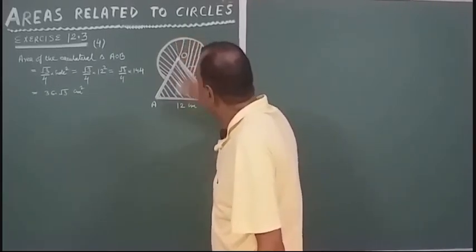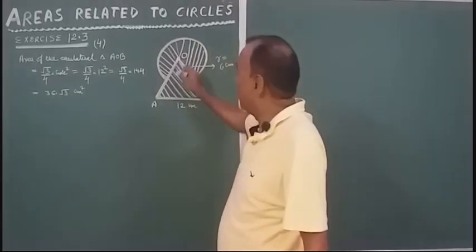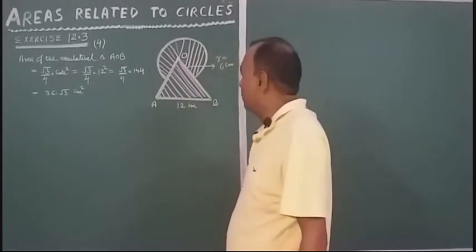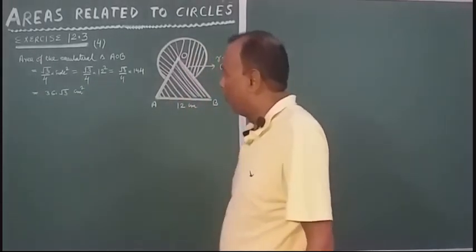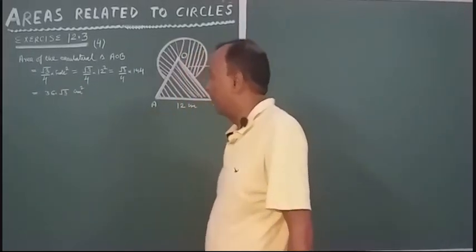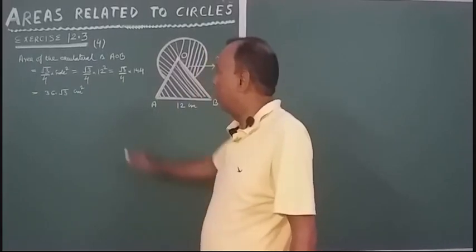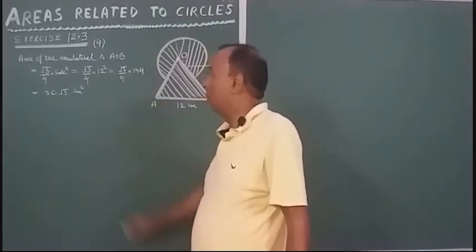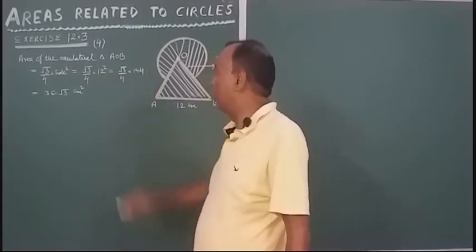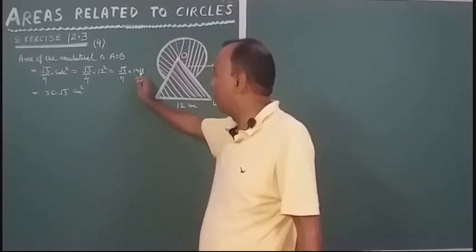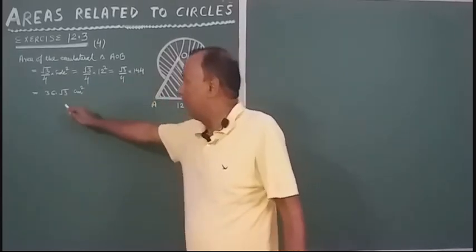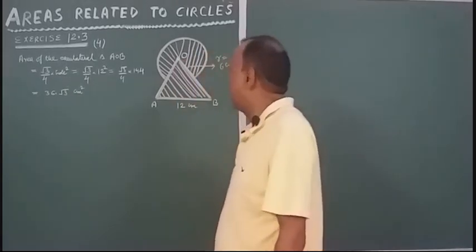First tell me what will be the area of this equilateral triangle OAB. This will be √3/4 into side square. So this is √3/4 into side is 12 square. 12 square is 144. √3/4 into 144. When you will divide this 144 with this 4, you will get 36 √3 centimeter square.